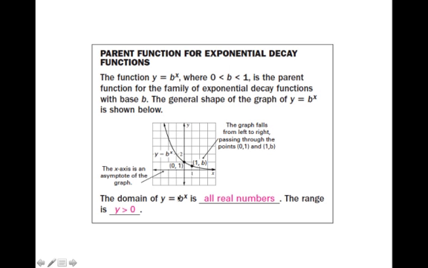The domain of y equals b to the x is all real numbers. We've got arrows on either end, and we don't skip any values in the middle. The range is y greater than 0, because we start off right above the line y equals 0, and our y values go higher and higher.